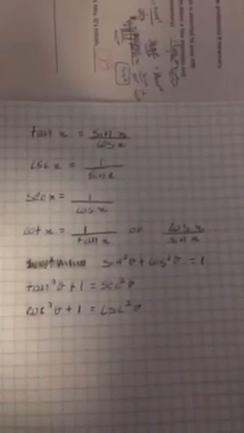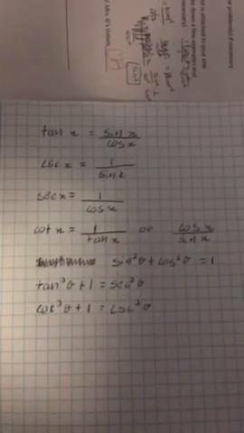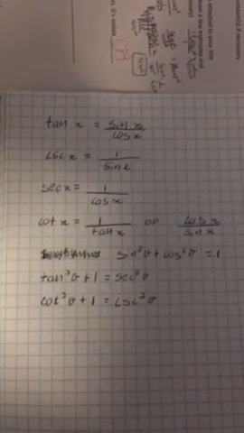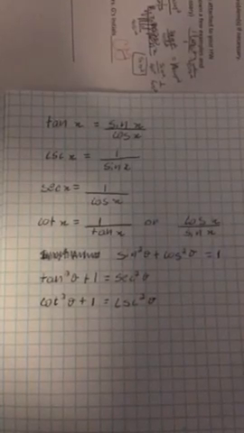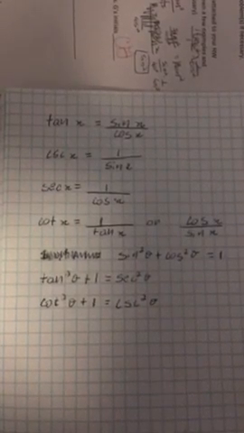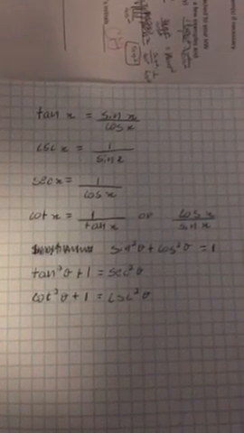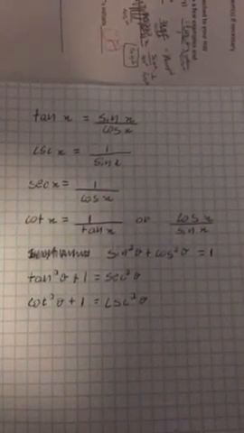these problems. First, we have tangent x, which can also be represented as sine over cosine. We have cosecant x, which could be 1 over sine, secant x, which can be 1 over cosine, cotangent, which could be 1 over tangent, or cosine over sine.